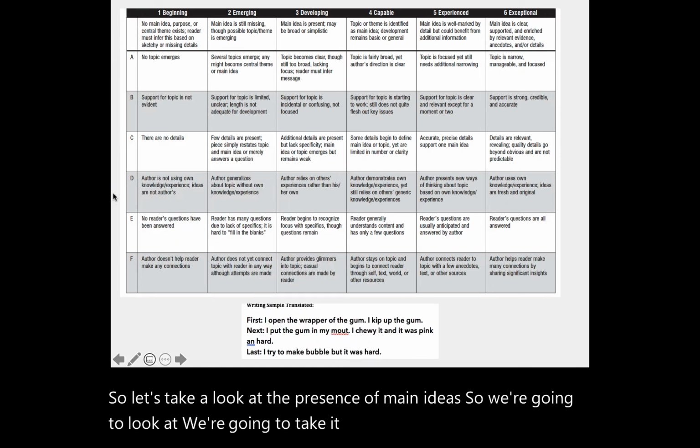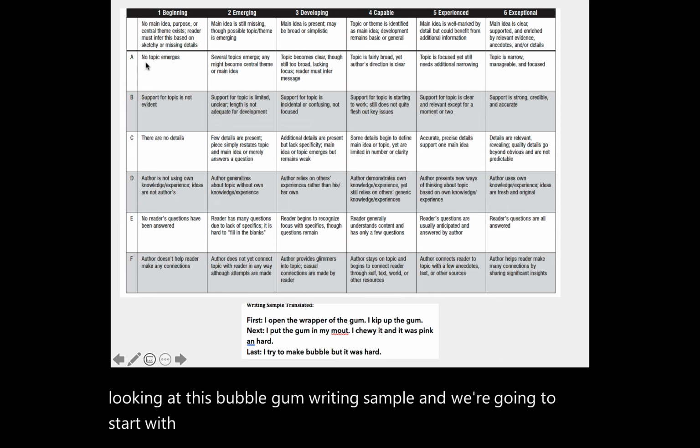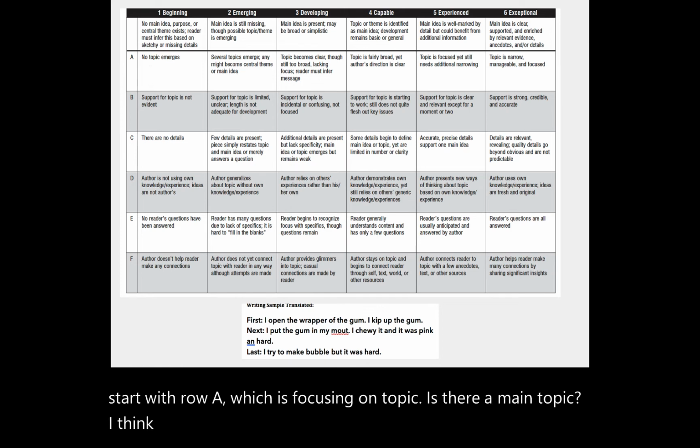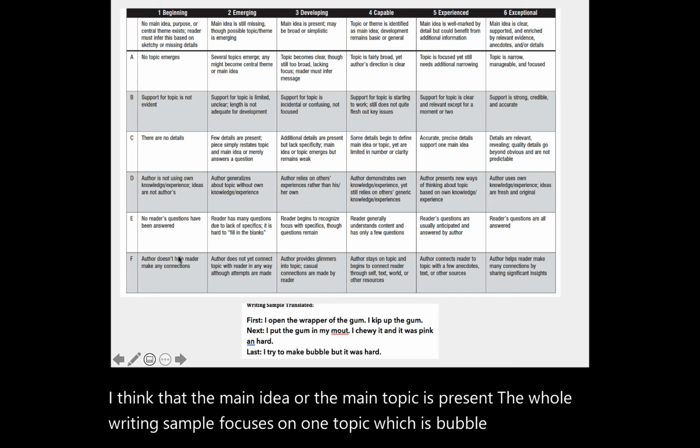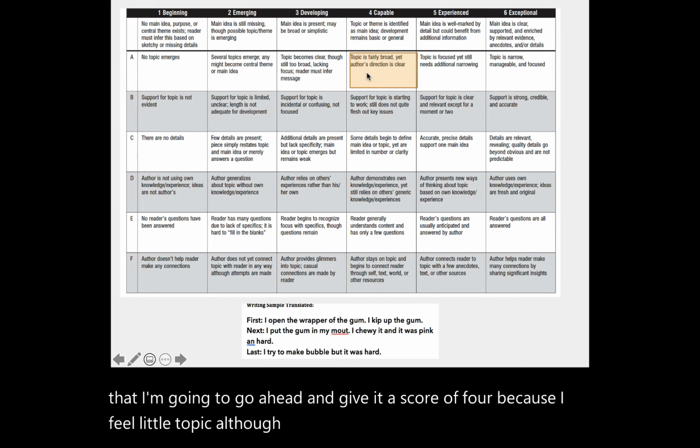Again, we're looking at this bubblegum writing sample, and we are going to start with row A, which is focusing on a topic. Is there a main topic? I think that the main idea or the main topic is present. The whole writing sample focuses on one topic, which is bubblegum. Given that, I'm going to go ahead and give it a score of 4 because I feel that the topic, although broad, has a clear direction.